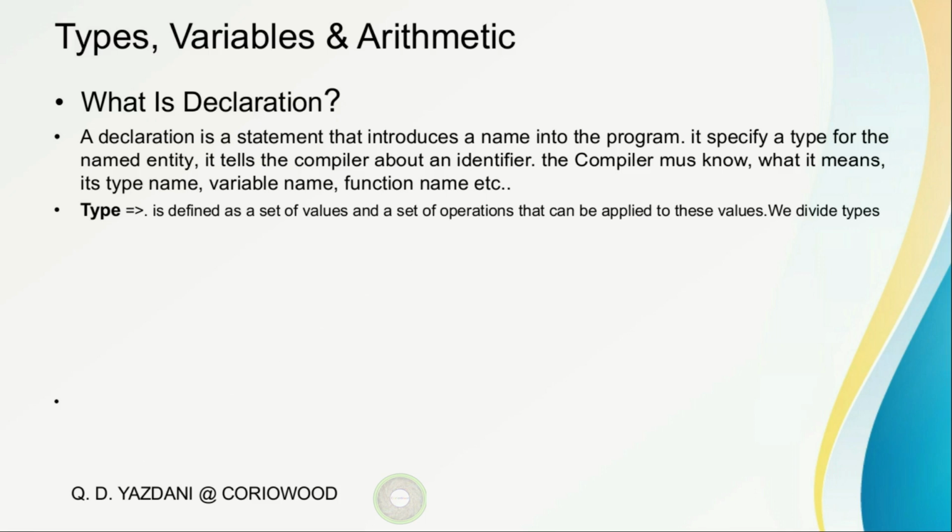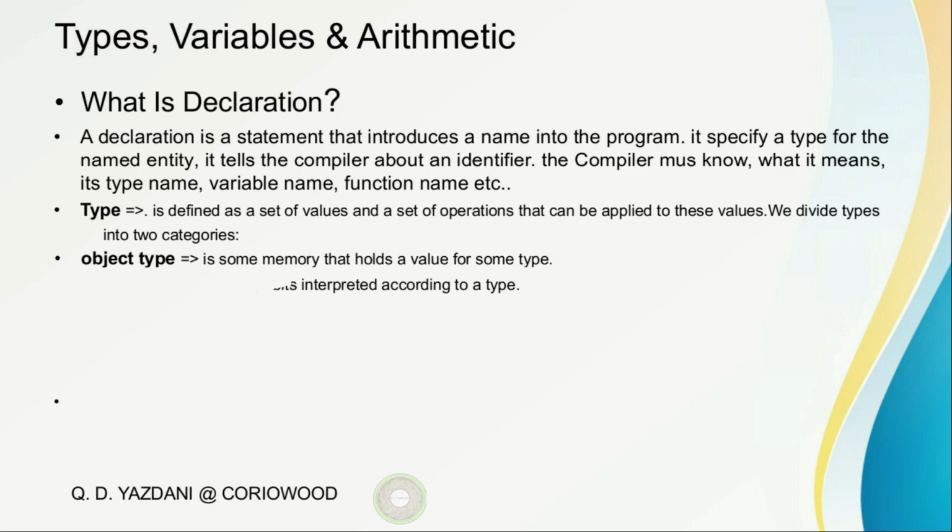After declaration comes a type, which is defined as a set of values and a set of operations that can be applied to those values. We divide types into two categories. What type is it? Is it an int type, or a floating type? Inside the data types we have floating data types, integer data types, string data types, or enum types. An object type is some memory that holds a value for some type.